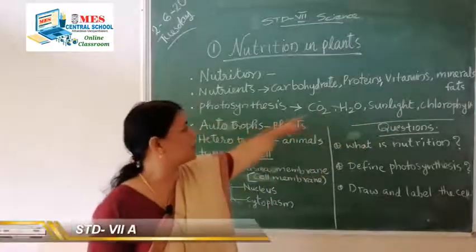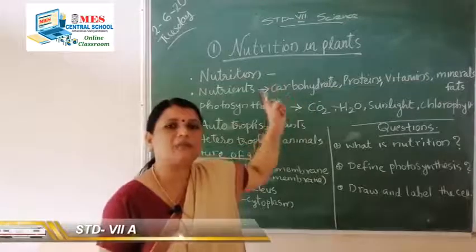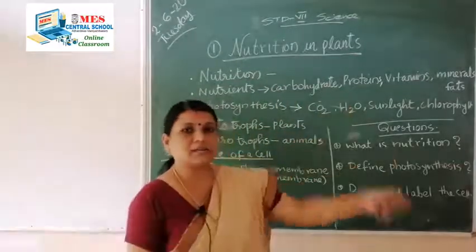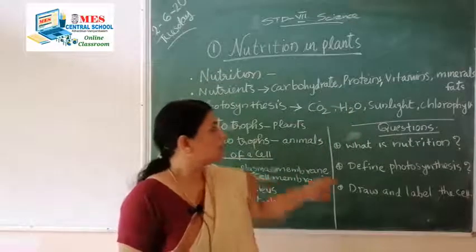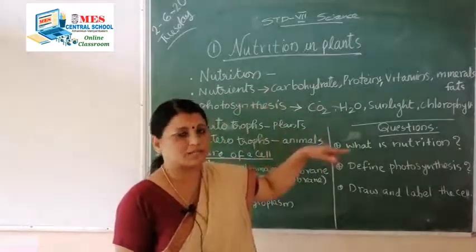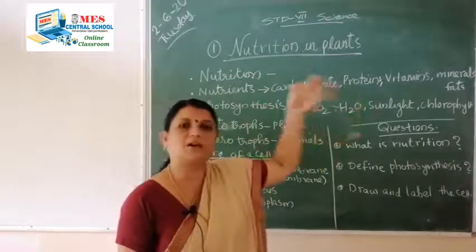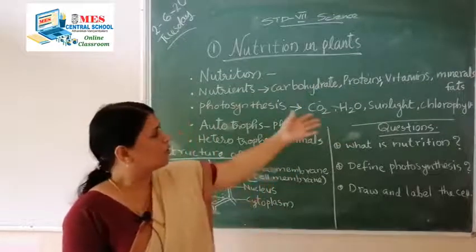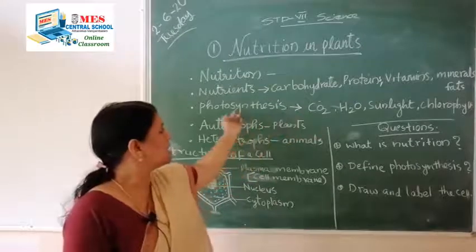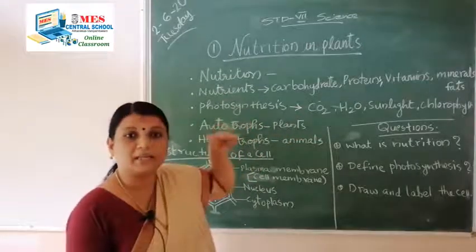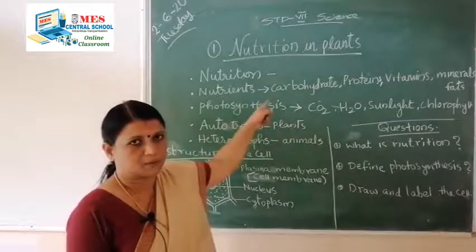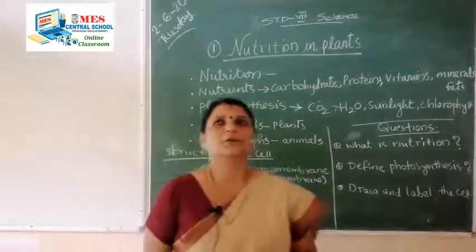We know that the plants will get carbon dioxide from the atmosphere, water from the soil and sunlight from the sun. That chlorophyll is already present in the leaves. So with all these things, the plants are making food by themselves. That is called photosynthesis.